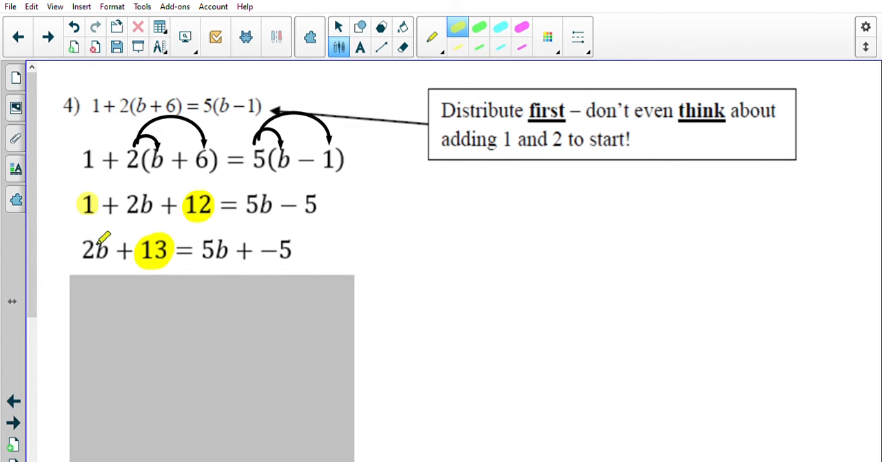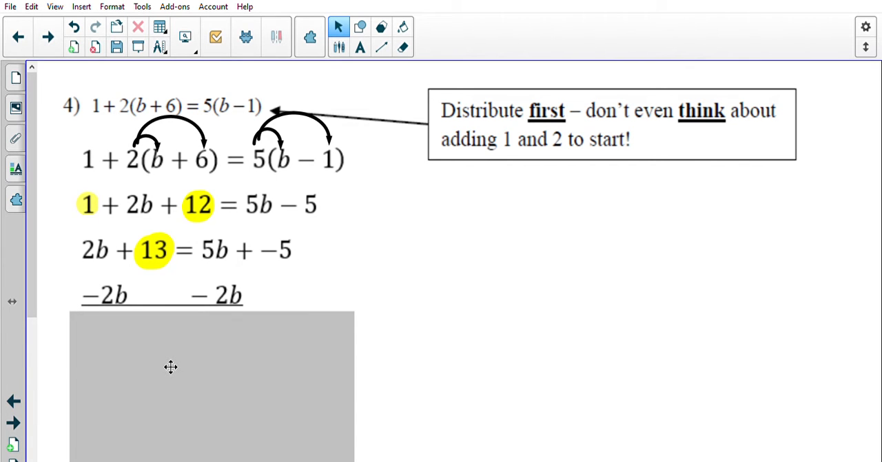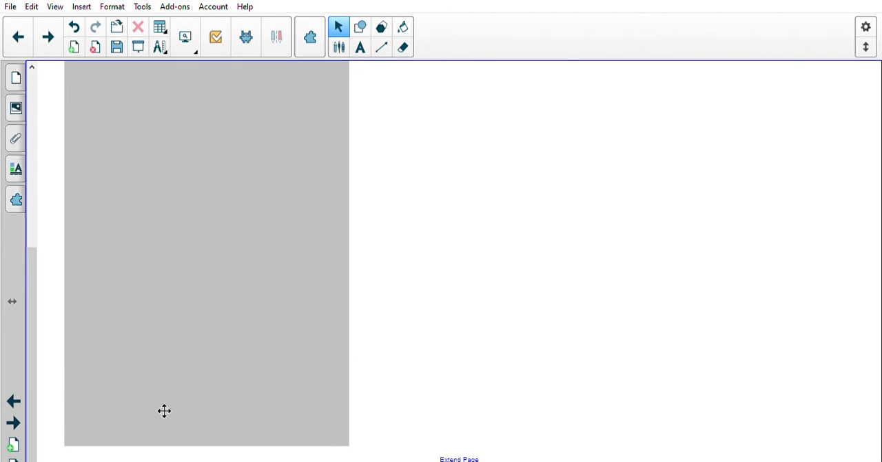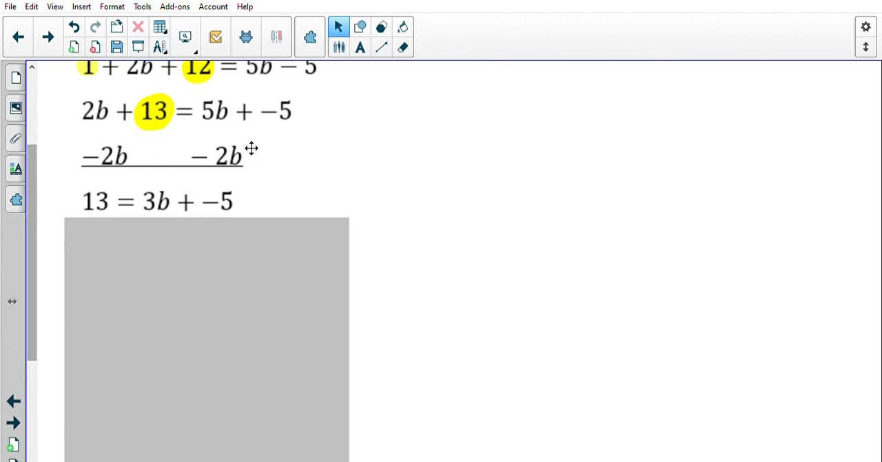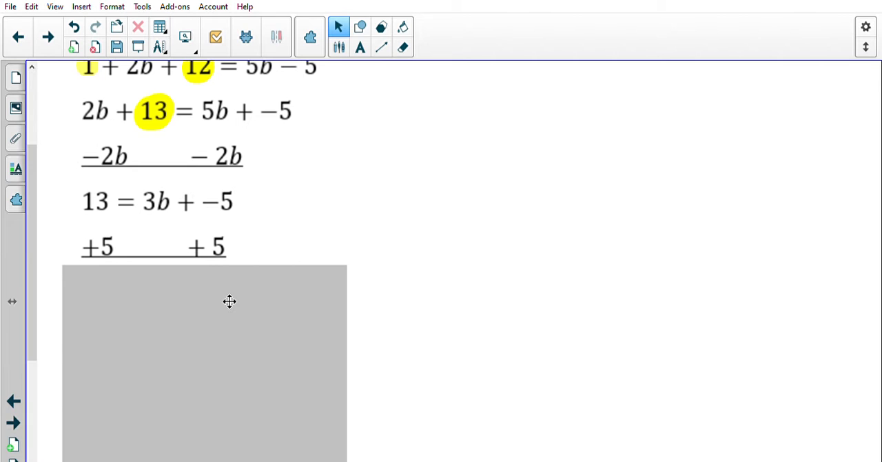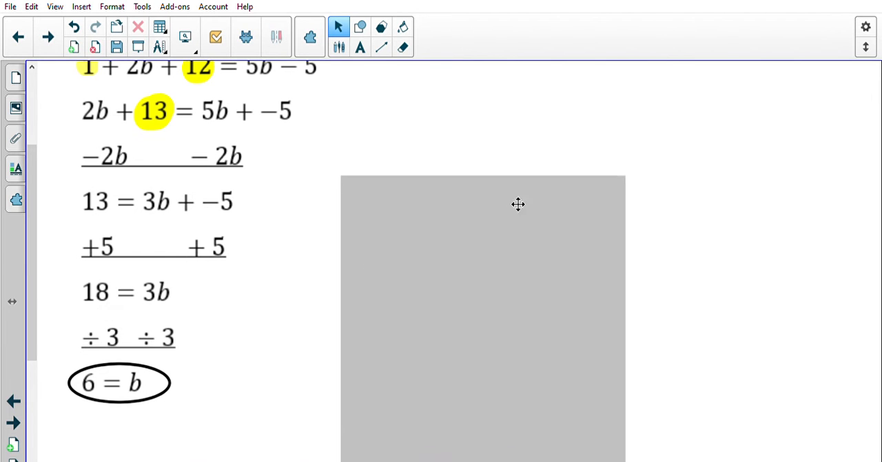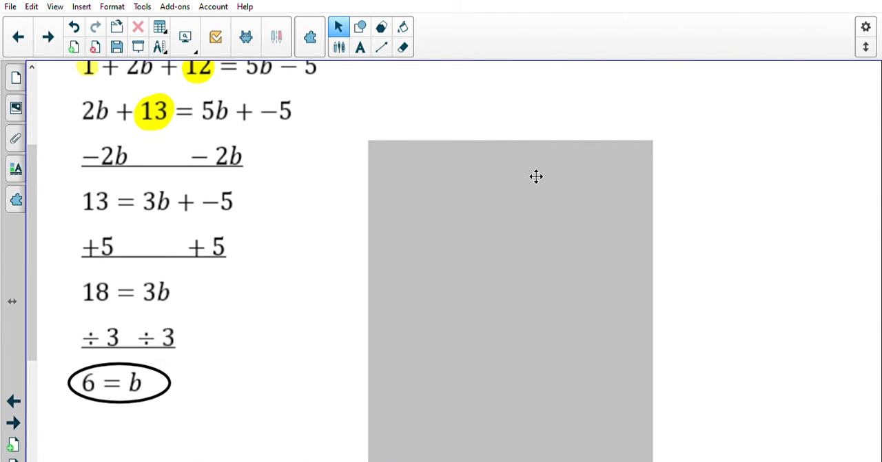Now at this point I have a 2b and a 5b. I suggest moving the 2b since it's smaller. It's not always going to be 2 times the variable. It just happened to be for so many of these questions. It's a positive 2b, so I'm going to subtract 2b from both sides. That's going to leave us with 13 on the left. 5b minus 2b is 3b, so I have 3b plus negative 5. The inverse of adding negative 5 is to add a positive 5 to both sides. 13 plus 5 is 18, so we get 18 equals 3b. Divide both sides by 3, and our final solution will be b equals 6. Make sure you have that jotted down.